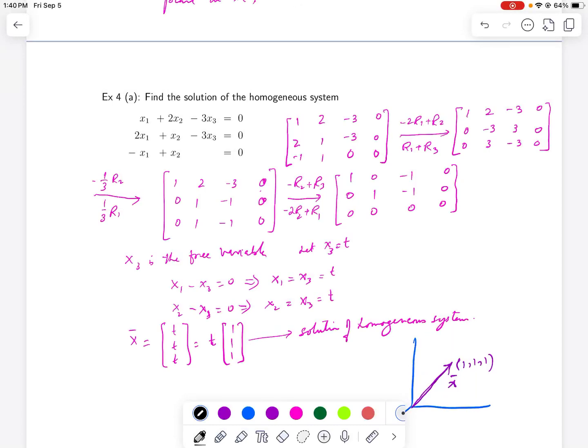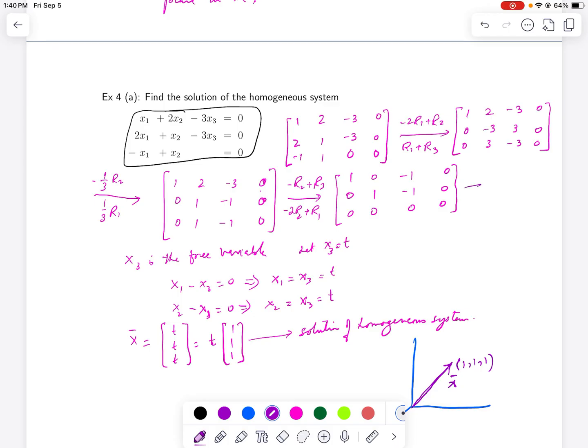Okay, continuing with section 1.5. So let's look at this next example, example 4. Part A is saying find the solution of the homogeneous system given here. I actually solved the problem just to save time. You should be able to do all this work by yourself.